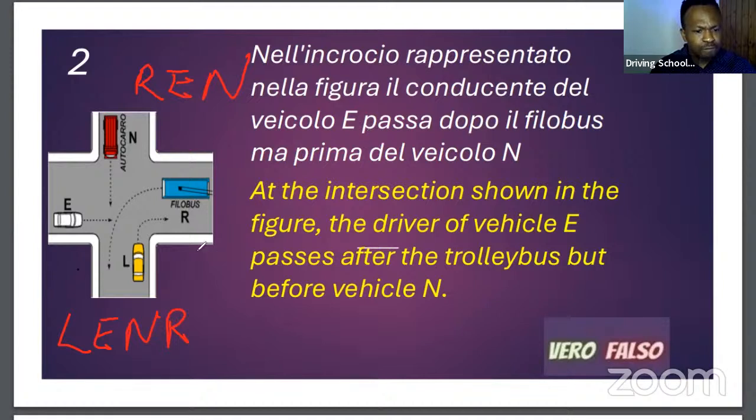It is not correct that vehicle E will pass before vehicle N, but after vehicle R has passed. You understand? Which is not correct, because it is vehicle L that will pass before vehicle E, then before vehicle N, and before vehicle R. Or you can also say vehicle N will pass before vehicle R, but after vehicle E. You understand? So in that case, it's correct. But saying that vehicle E will pass before vehicle R, but after vehicle N, no, it's not correct. So the answer is false, because we saw the order of precedence.